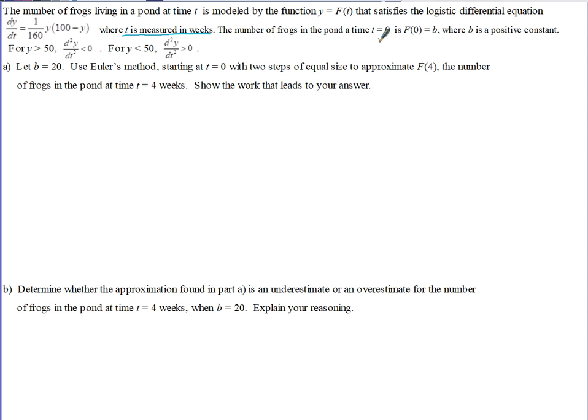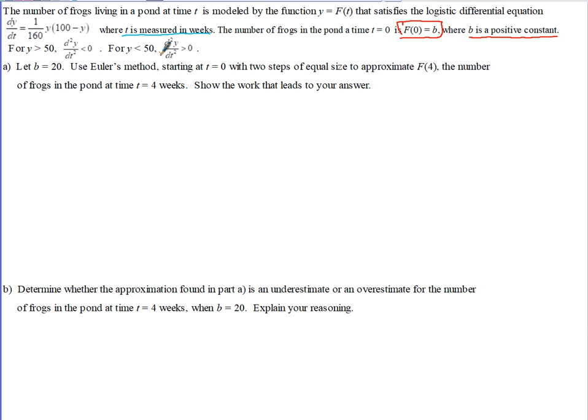The number of frogs at time 0 is f of 0 equals b, where b is positive. Here, rather than giving us a specific number, they're telling us it's just some positive amount of frogs. And then it's also telling you for y greater than 50, the second derivative is less than 0. For y less than 50, the second derivative is greater than 0. We'll see later on in the problem.